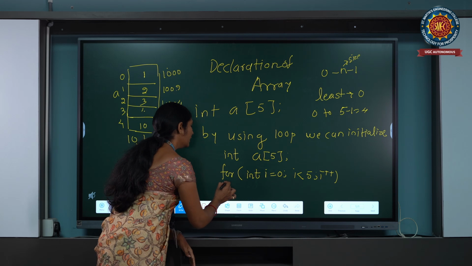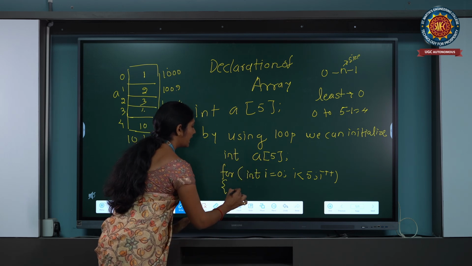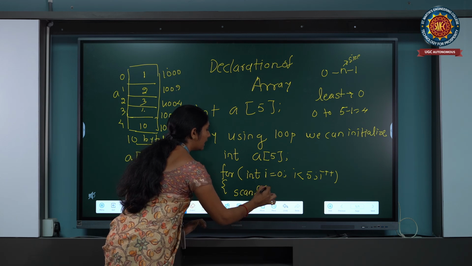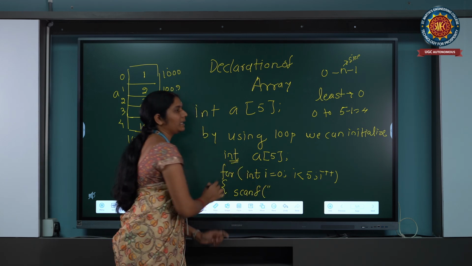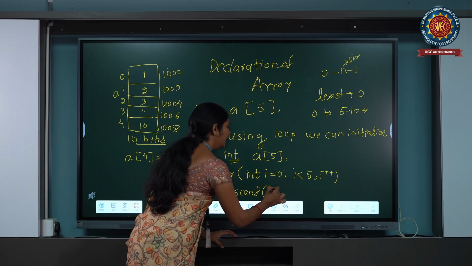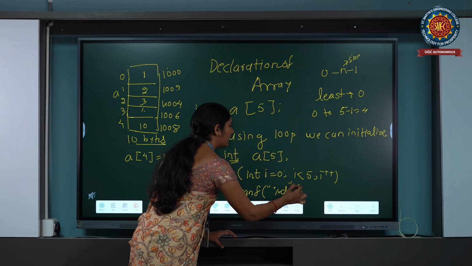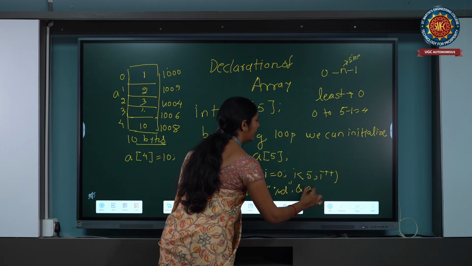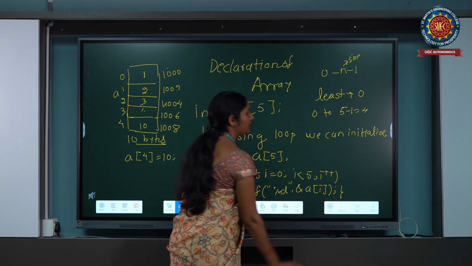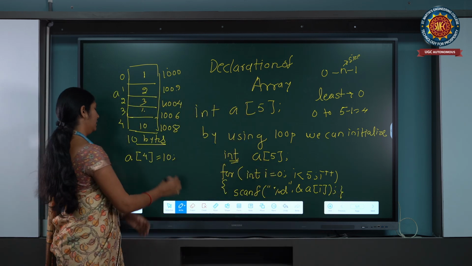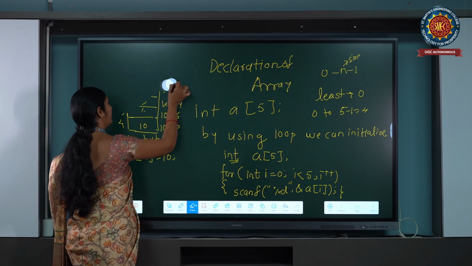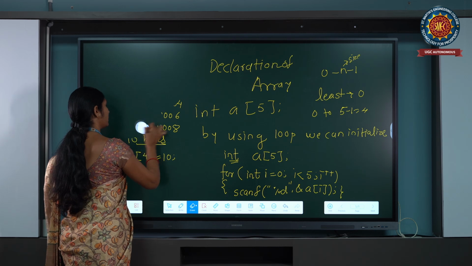Next, inside the loop, I want to read the array elements. I am using the read function scanf, with the integer format specifier percent d, and the address operator ampersand, A of i, and I close the bracket. That is, I close the loop. Now here, how can we read the array elements?